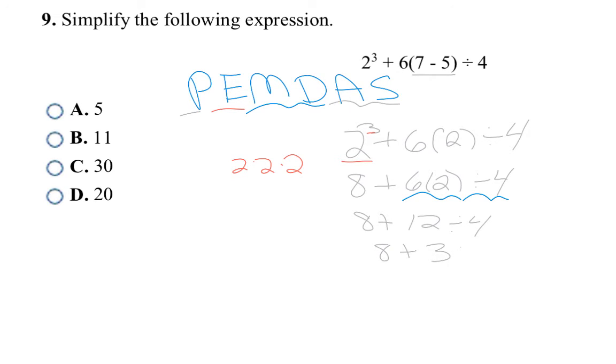And then I do addition and subtraction left to right. And so here's my last addition. 8 plus 3 is 11. And that's going to be my final answer, which is B.